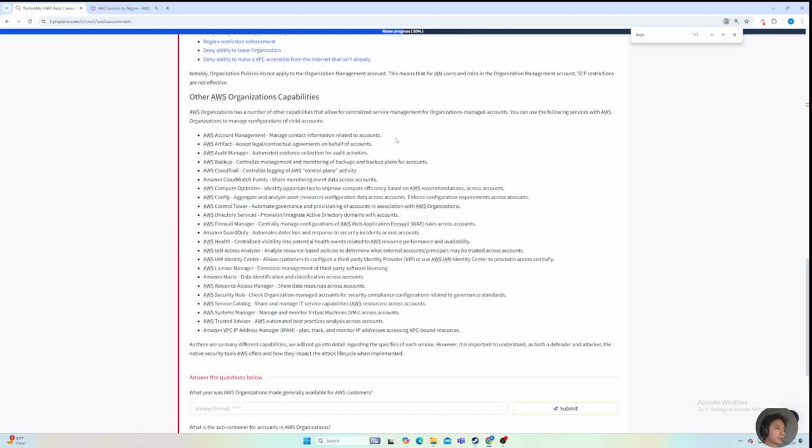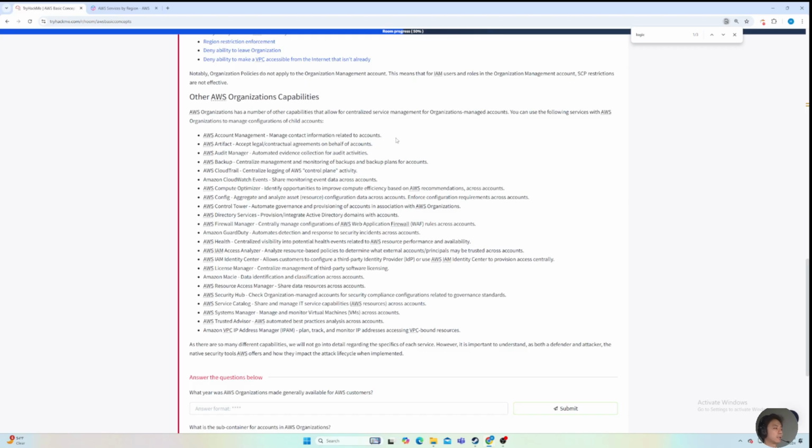Amazon Macie, data identification and classification across accounts. AWS Resource Access Manager, share resources across accounts. AWS Security Hub, check organization-managed accounts for security compliance and configurations related to governance standards. AWS Service Catalog, share and manage IT service capabilities and AWS resources across accounts. AWS Systems Manager, manage and monitor virtual machines across accounts. AWS Trusted Advisor, AWS automated best practices analysis across accounts.